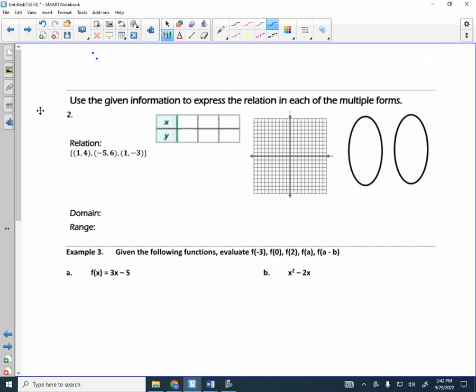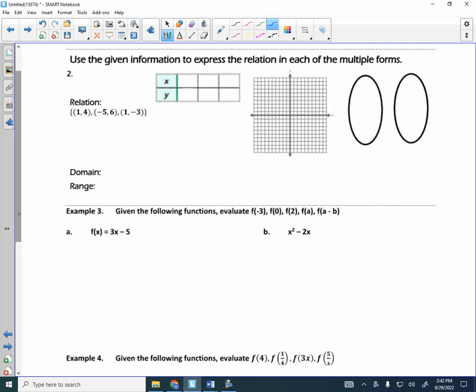Okay. This one is just slightly different. I'm not even going to list the table values just for the sake of time. I'm going to go straight over to the mapping process for domain and range. So what are the x values that I have? I have 1 and I have -5. What are my range values? Yep, -3, 4, and 6. What is it that -5 corresponds to? It corresponds to 6. What does 1 correspond to?